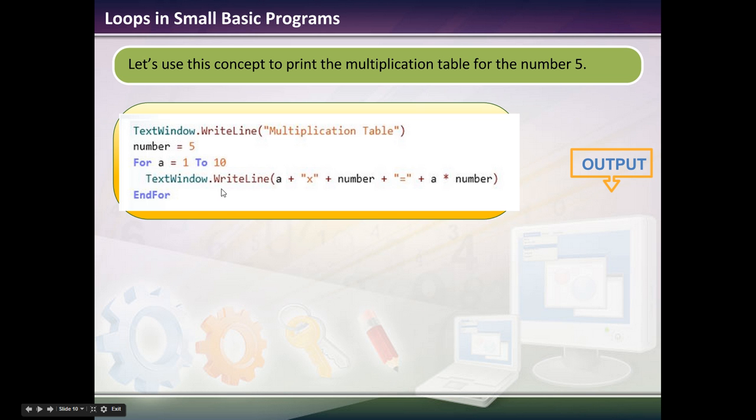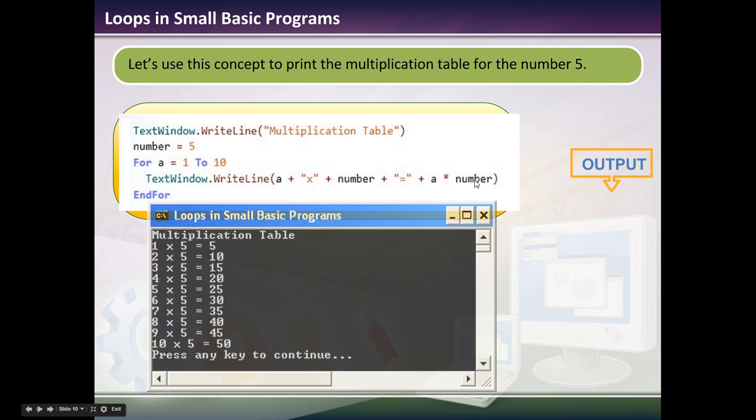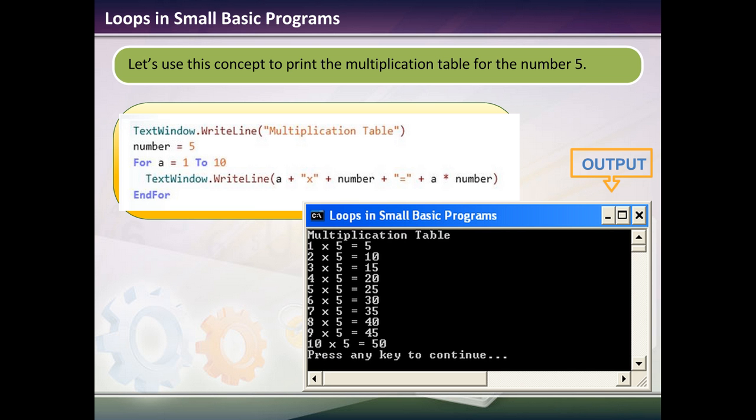When I text window dot write and I say a, which the first time will be 1, plus x, plus the number, which is 5, plus the equal sign. Now this is really the times sign and this is the equal sign. Plus what a times the number is, it'll run through the multiplication. So what it does is it says 1 times 5 is 5, 2 times 5 is 10, 3 times 5 is 15, and so on and so forth.